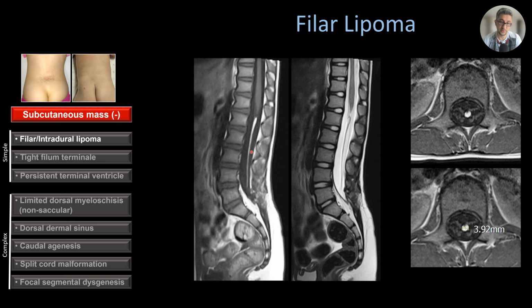But this is actually the most common type, filar lipoma. Filar lipomas only involve the filum, as you can see here on the T1-weighted images, on the sagittal and on the axial. On T2 it's harder, but it's still there. So these are very common in the population, up to 5% of the population. When they are not associated with a low-lying cord and there are no symptoms, the treatment is usually just observation.